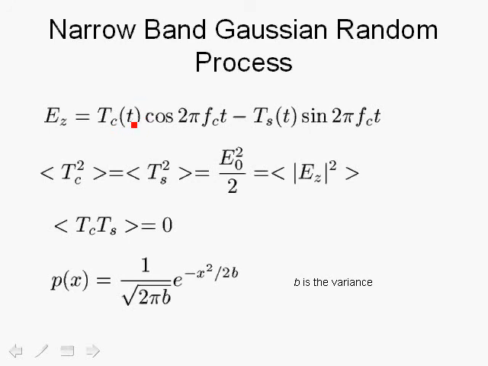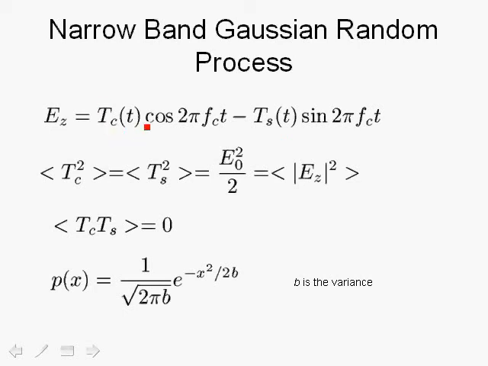So T sub c of t, which is for the cosine term, and T sub s of t, which is for the sine term, are zero mean Gaussian random variables, and they are uncorrelated, as we show here with the left and right angle brackets denoting expectation. The variances are both equal to E sub 0 squared divided by 2.